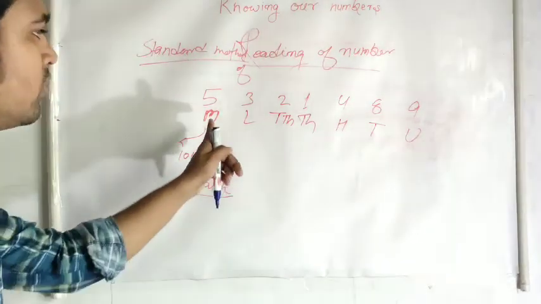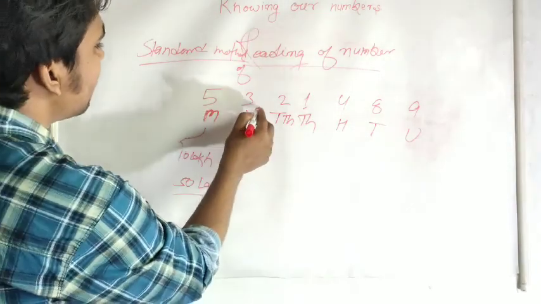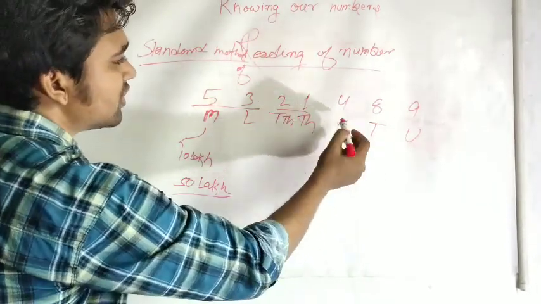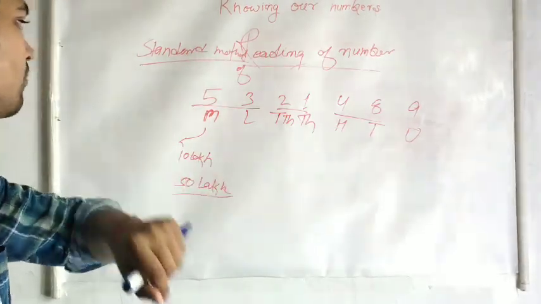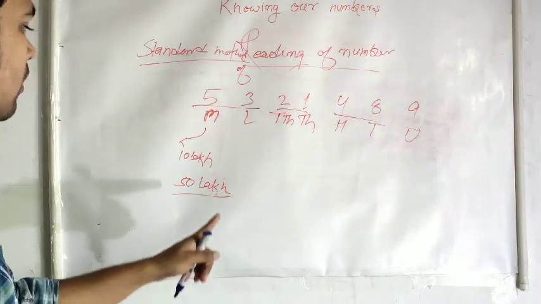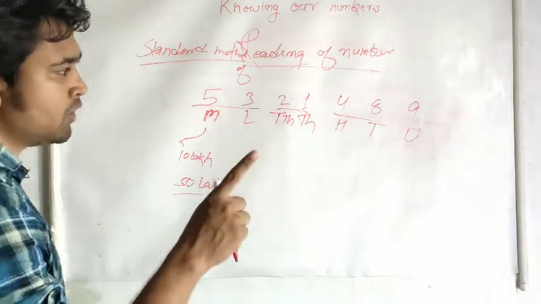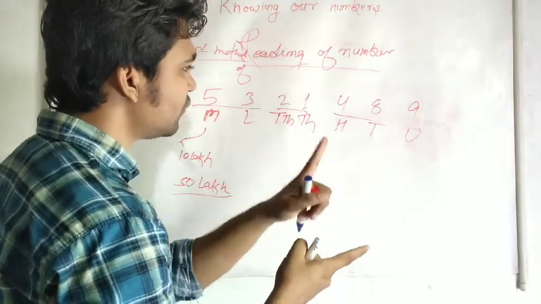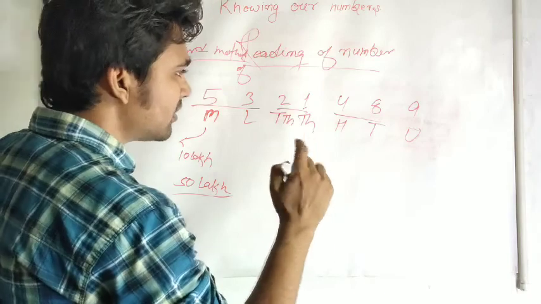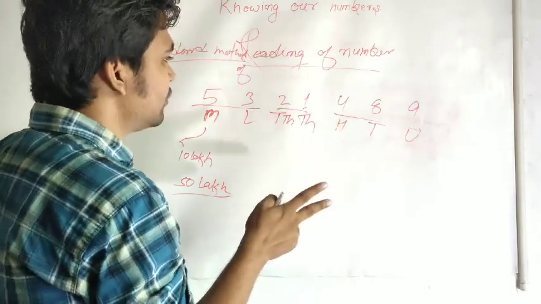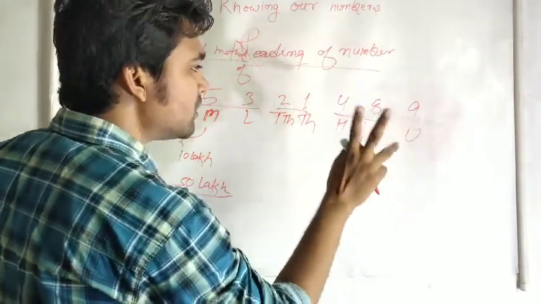So when we have to read this number in the international Indian method, we will read it 53,21,489. But when we want to read this number in the international method, then what do we use? We use the comma in such a manner that each and every comma would be at an interval of 3 digits. So we count from the right side, 3 digits each.